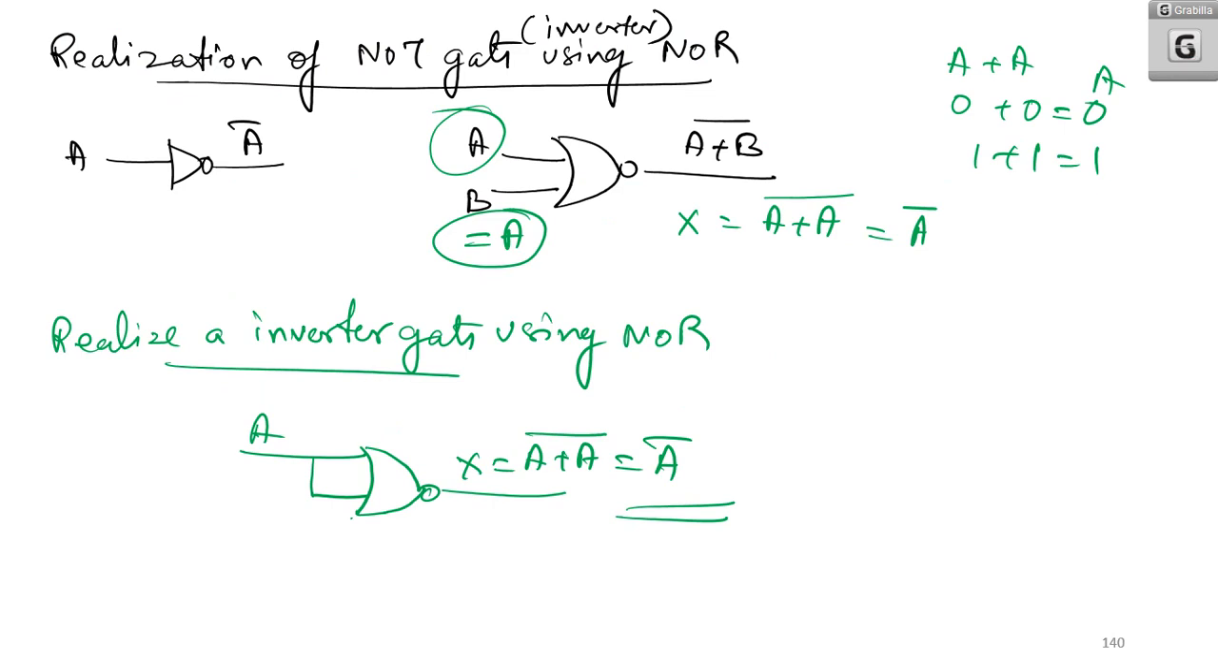So in the next lecture we will be dealing with exclusive OR gate, XOR gate and XNOR gate. After that we will study some Boolean laws. After studying the Boolean laws, we will come back and see how to realize all these gates using the universal gates.